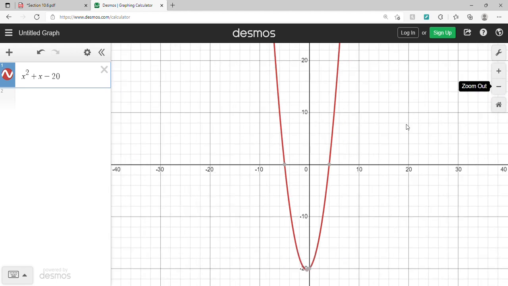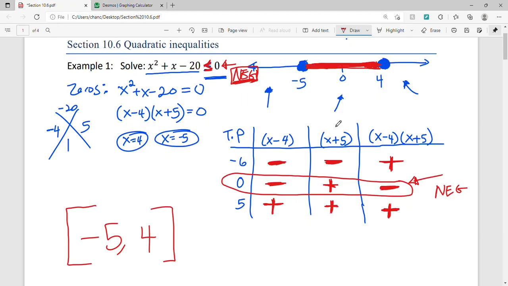Now if you zoom out, you'll notice that between negative 5 and 4, the graph goes underneath the x-axis. That's why our solution is between negative 5 and 4, because x squared plus x minus 20 is less than or equal to 0 between those two values. And that's why our solution is from negative 5 to 4.